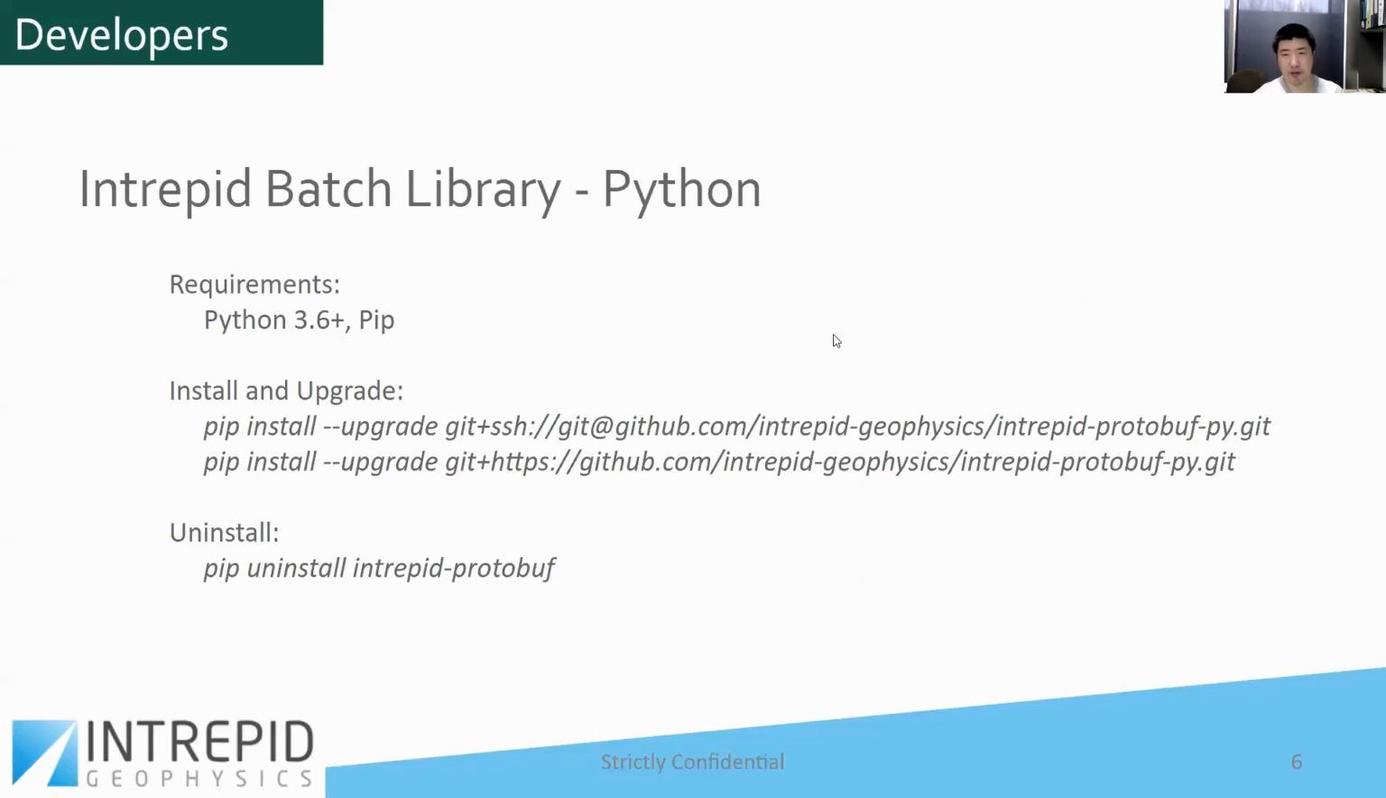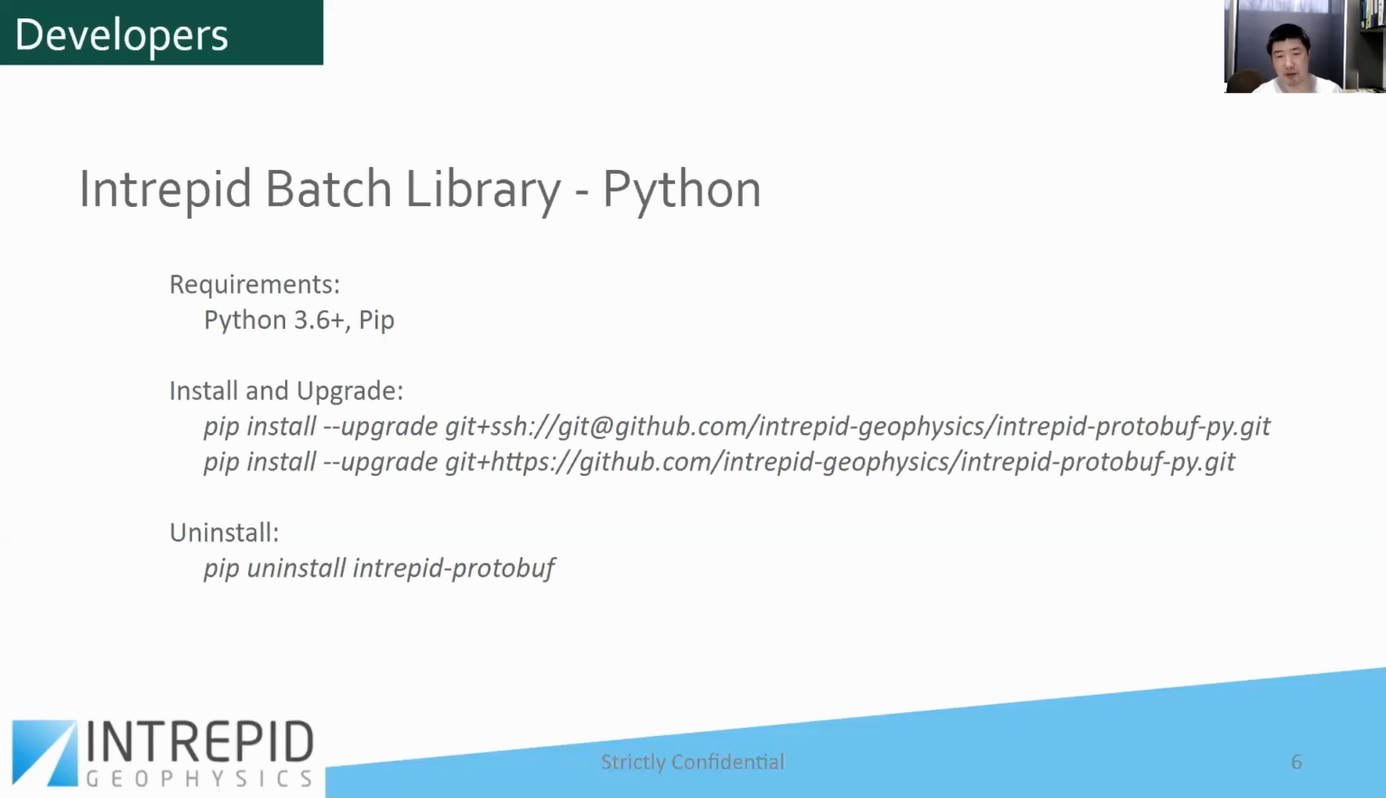Okay, so I'll just give you a little heads up on the requirements. The Python library requires Python 3.6 plus, and I think the latest version is Python 3.8. We test regularly on 3.7, so it should work on 3.7. It's not hosted in the pip repository, it's on GitHub, so you can install using pip directly from GitHub. We provide two links here. The first one is using SSH. The second one is using HTTPS.